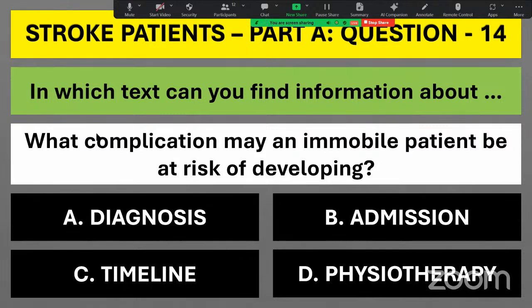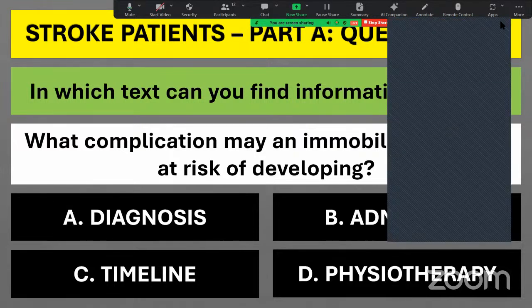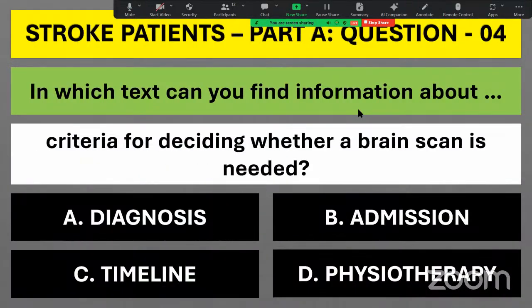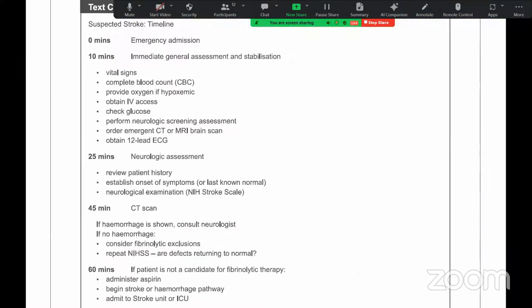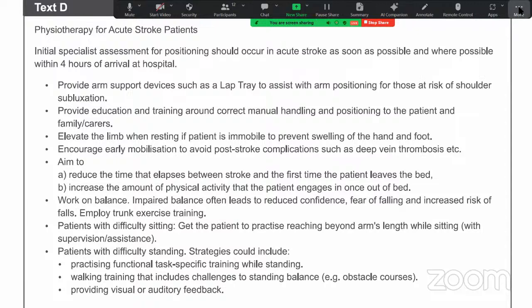So you have seen complications. Now, because many of you have given the answer D, let me take you to D. There you go and check. This is D. What complications? Immobile patient. So you see, immobile patient. What complications? So for an immobile patient, you have to make him mobile. He is not moving.